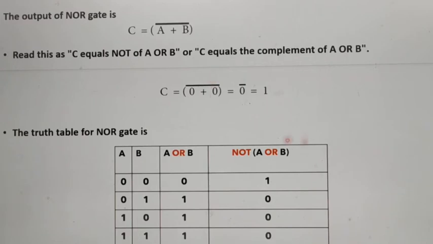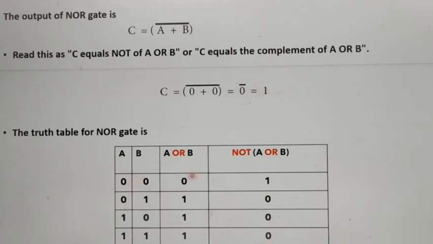Next we can see an example. C is equal to NOT of 0 or 0. 0 or 0 is equal to 0. So 0 bar, or NOT of 0. It is going to negate 0. So NOT of 0 is equal to 1.